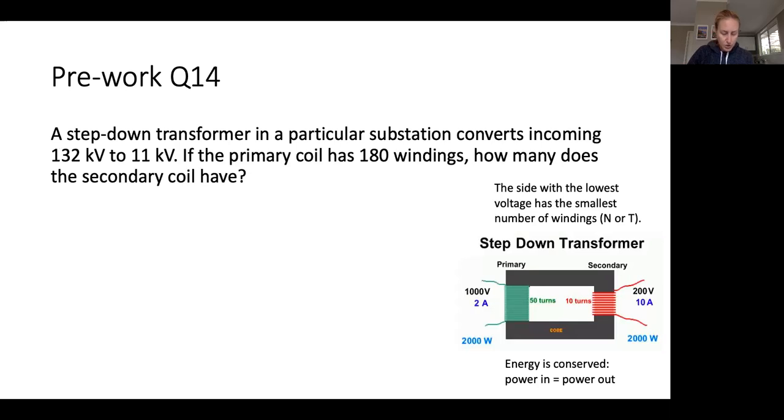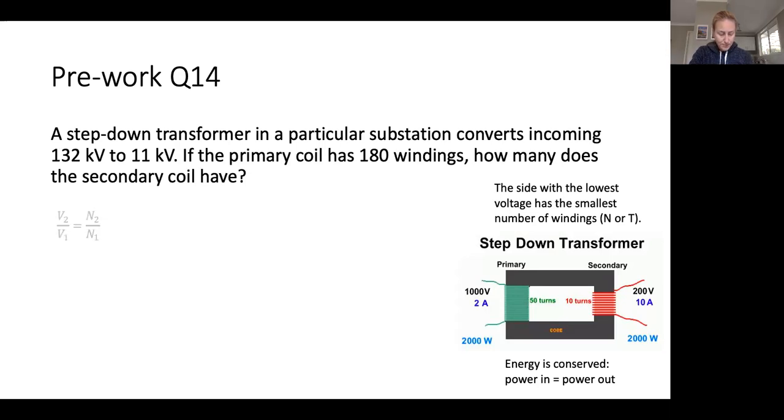All right, there was also a question about step-down transformer. Now, most of you did this correctly, so I'm not going to spend too much time on it. But just as a reminder, we're talking about a step-down transformer in a certain substation that converts incoming 132 kilovolts to 11 kilovolts. That's quite a common step-down process in a transformer. If the primary coil has 180 windings, how many does the secondary coil have?